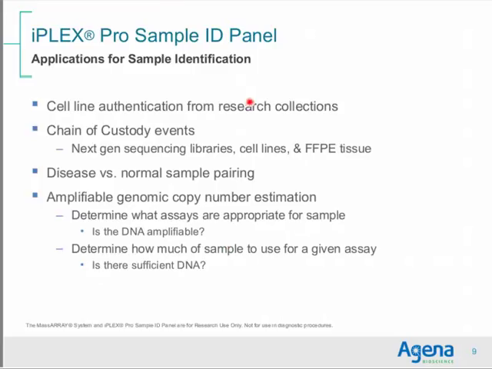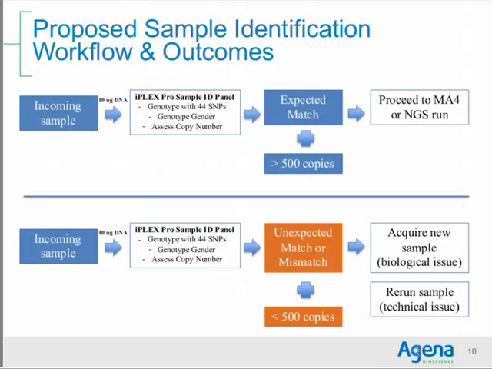So we have a variety of applications for this sample ID panel. Authentication of cell lines. Cell lines are being shared across the world frequently, and they're frequently not authenticated. Chain of custody events. I'm going to show you an example of where we've used this panel to barcode a germline DNA sample, barcode the library prior to next generation sequencing, and check that barcode in the sequencing data. And of course, I've mentioned before the disease and normal pairing and the determination of absolute amplifiable copy number.